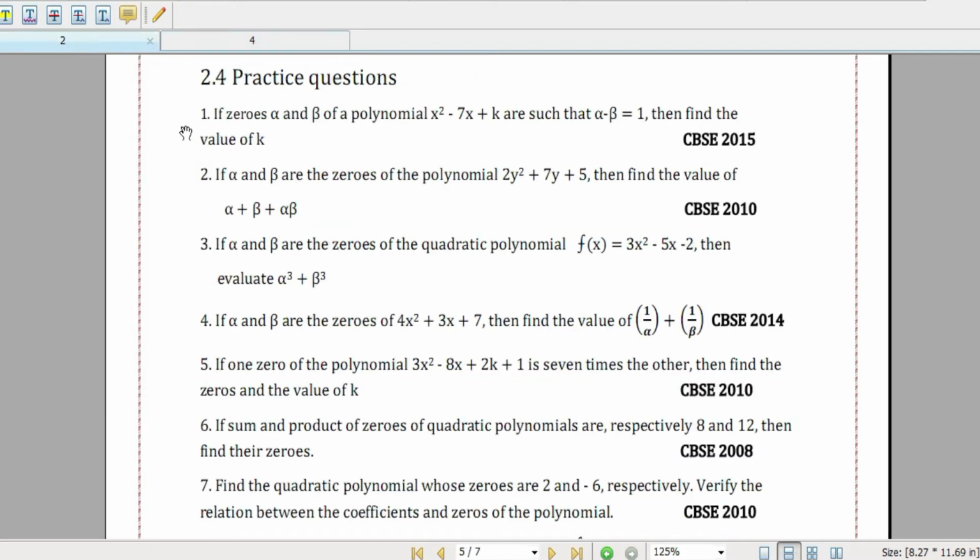There are certain questions which are very similar. Such questions we will skip so that we can cover all types of questions in today's class.